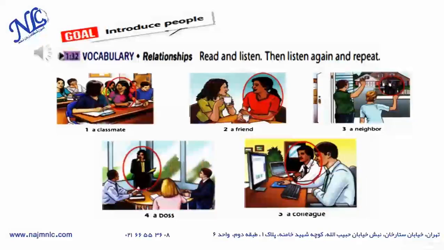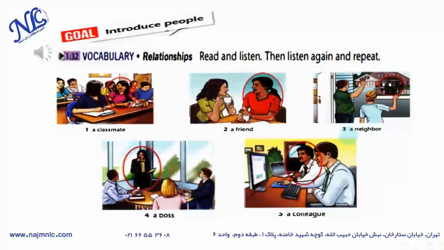Number 1, a classmate. Look at the picture. They are classmates. They are in a class. They are all students. They are classmates. Number 2, a friend. Look at the picture. They are happy. You're happy with your friend. You can go out with your friend.